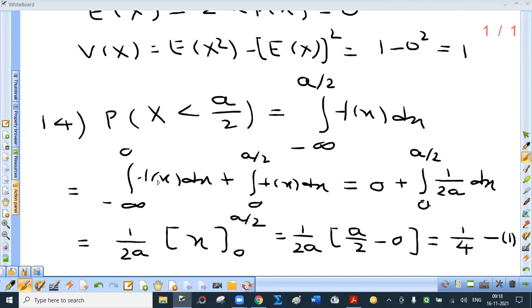Now for this, what is f of x? 0. So 0 plus. Now for this, what is f of x? 1 upon 2a, which is constant. What is integral dx? x. Upper limit a by 2, lower limit 0. So 1 upon 2a into a by 2. That is 1 upon 4. Now find out the second part.